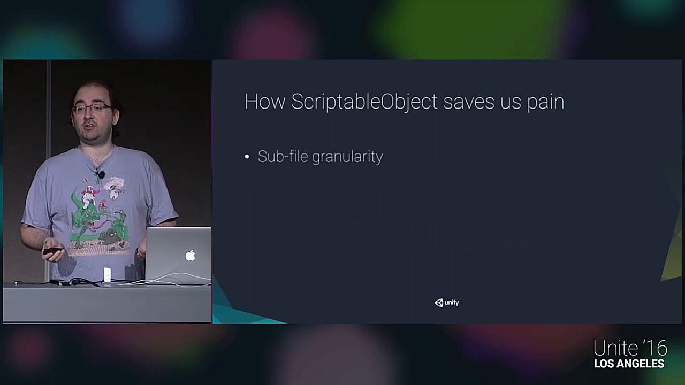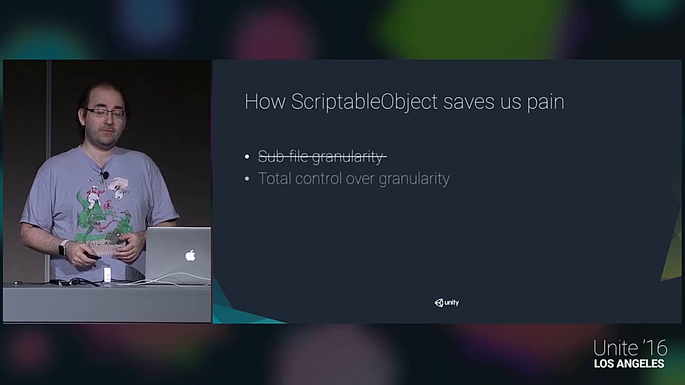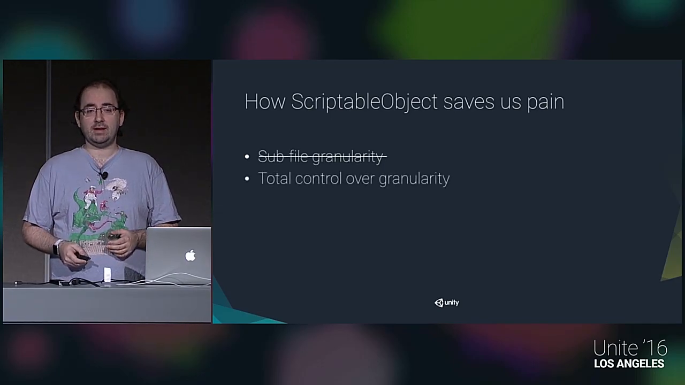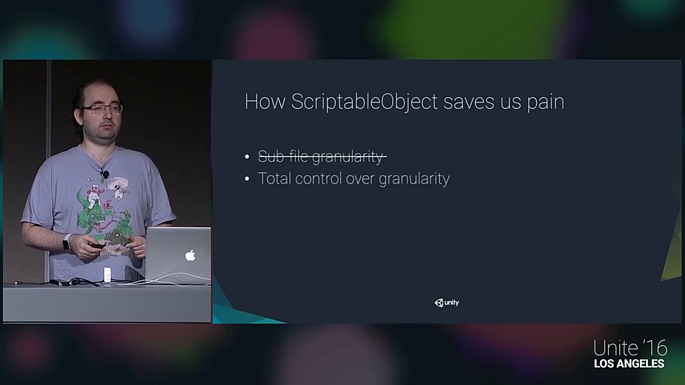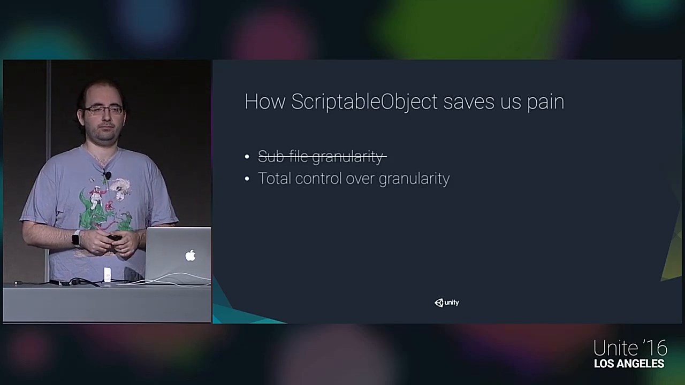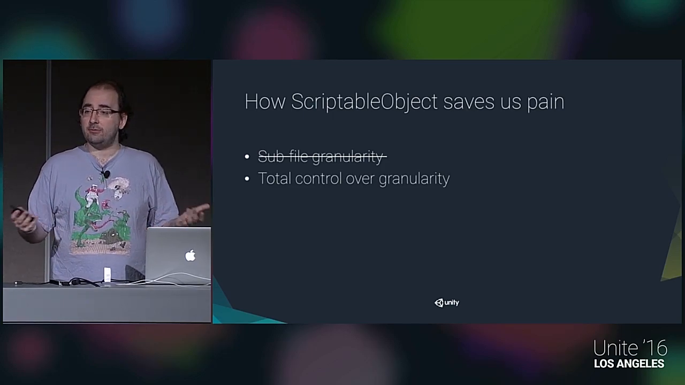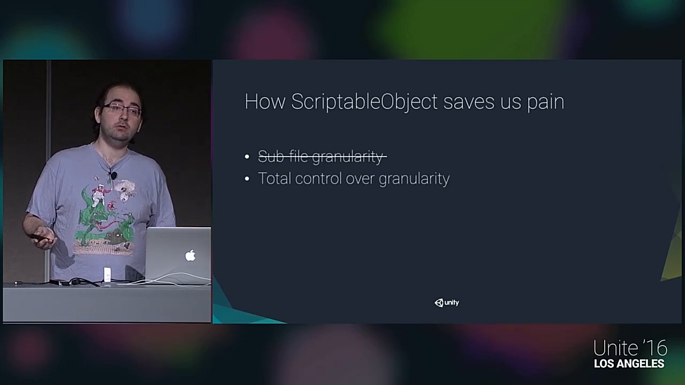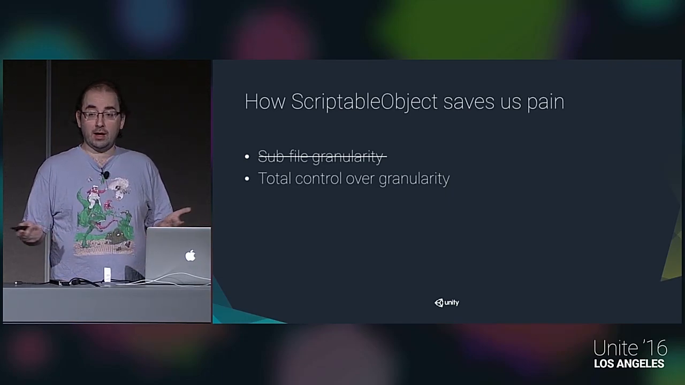The matter of subfile granularity. How do scriptable objects live in files? Well, you have total control over that. You can have a .asset file in your project that contains exactly one object, a scriptable object. You don't have to have extra game objects and transforms hanging around. You can pack several scriptable objects into one asset file if you want to. It's up to you. We have the APIs to let you do all of that. And I'll show you how some of that works later on.